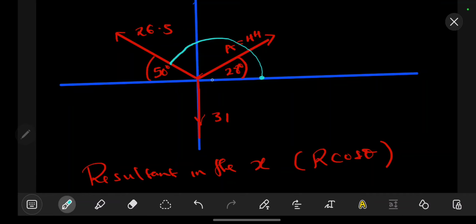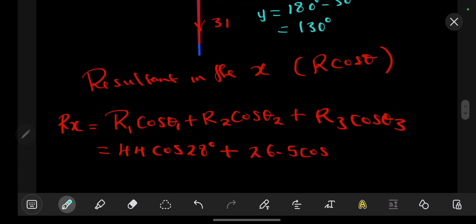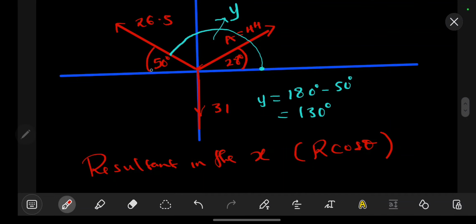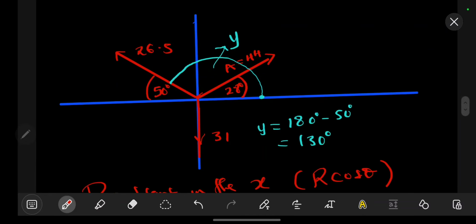So if this is 50 and this is a straight line, to find, let's say, our angle y here, we are going to say our y should be equal to 180 degrees minus our 50 degrees, which will be 130 degrees. So we put our 130 degrees there. Then we have plus our R3. Here, if you want, you can use 50, but you have to attach a negative. But to avoid that, just use the angles measured from the positive x-axis.